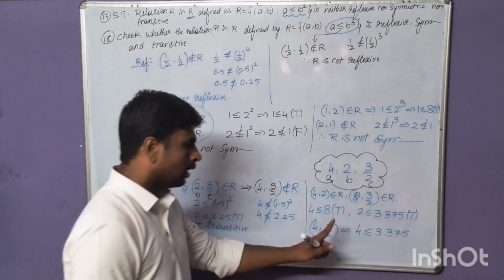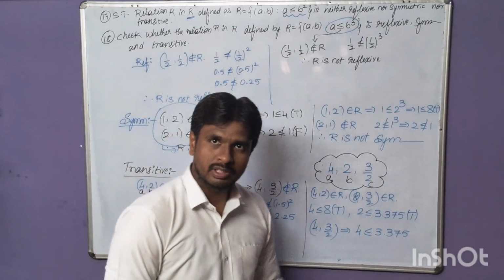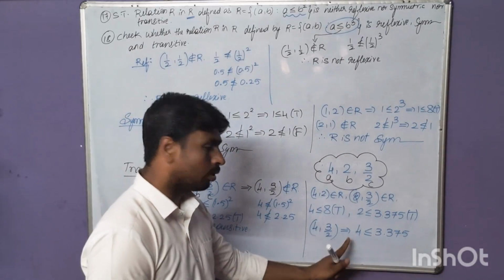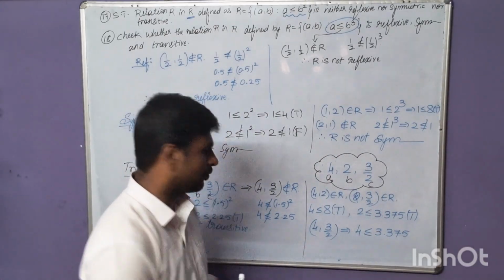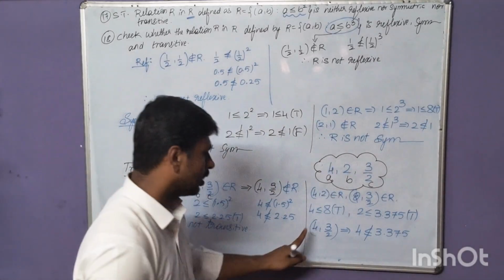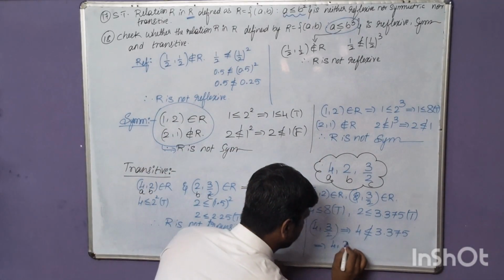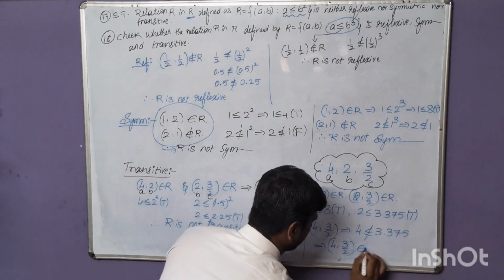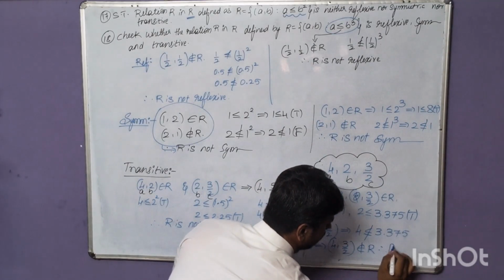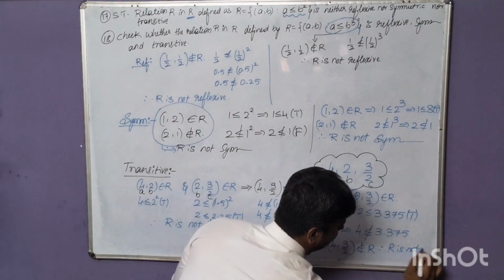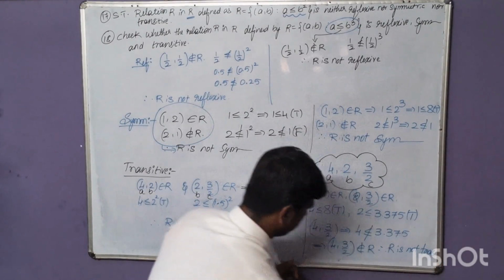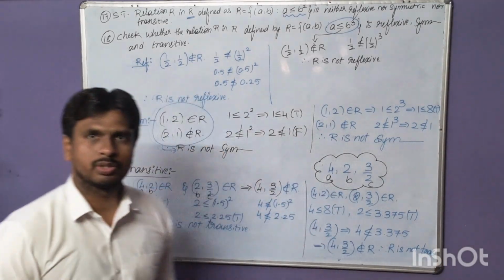Now you tell me, is 4 less than 3.375? No, 4 is greater than 3.375. So we can conclude very clearly that (4, 3/2) does not belong to R. Clear? Therefore R is not a transitive relation. I hope you have understood. This is one of the easiest solutions, my dear students.